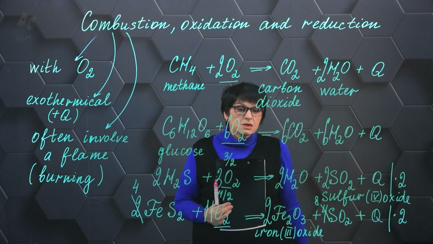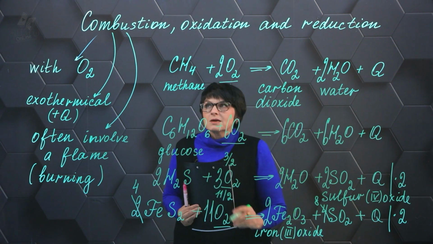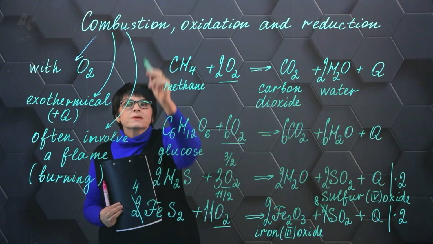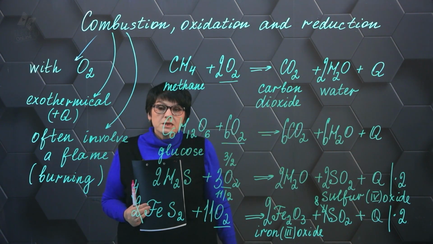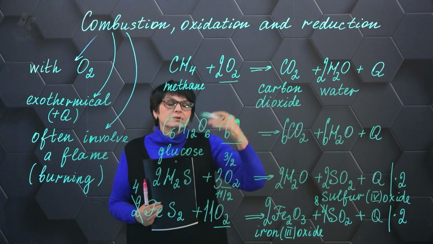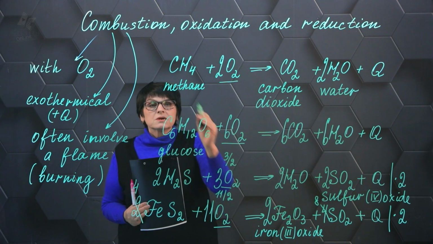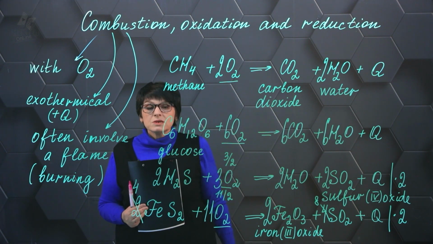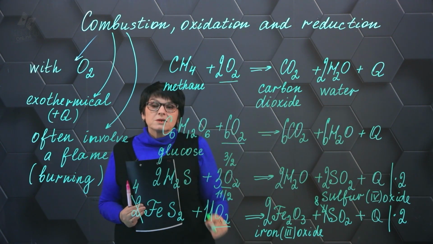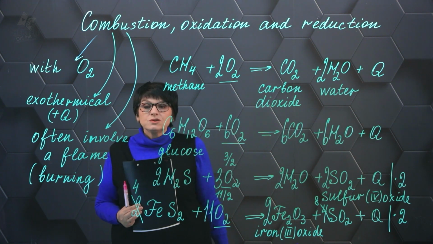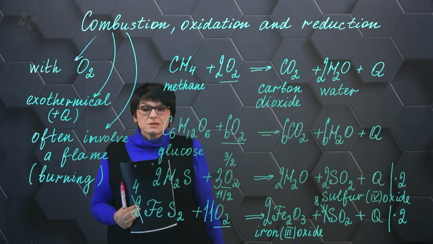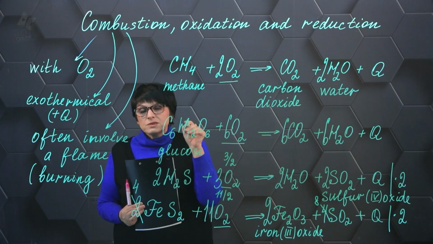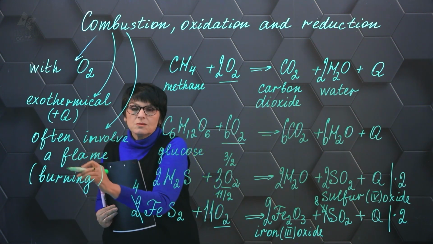In any case, these processes are called combustion, oxidation, but oxidation can be accompanied by the emission of light, for example, when methane burns, but when, for example, glucose is oxidized, in this case the emission of light is not necessary. But if light emission occurs, then we say it's a combustion reaction.